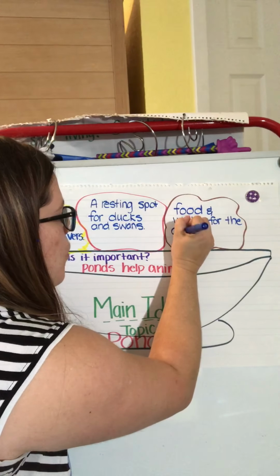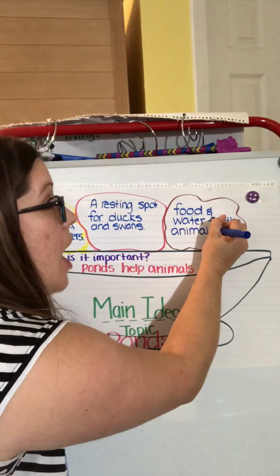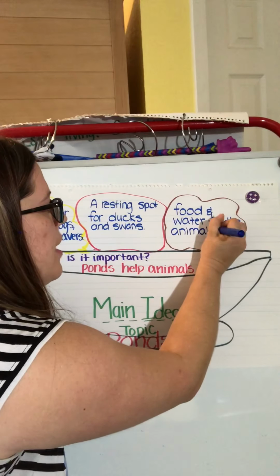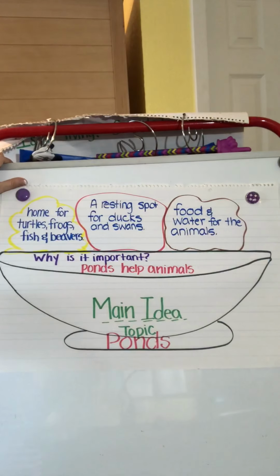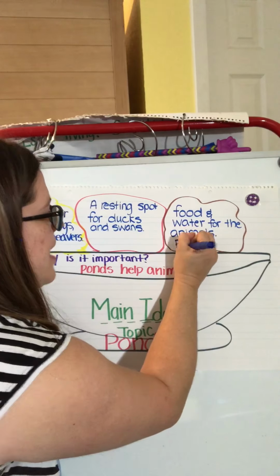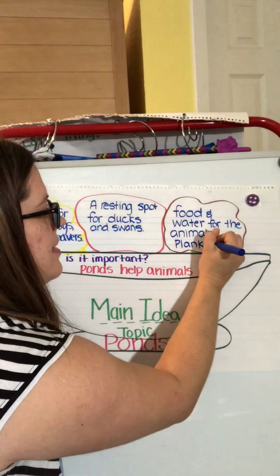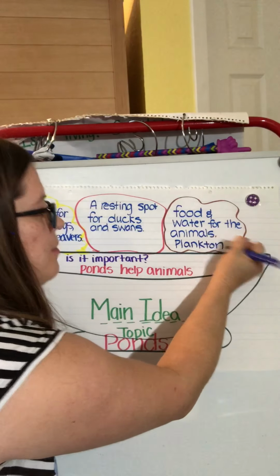Does anyone remember what one of the types of foods that grows on top of the pond water for the animals? Does anyone remember? It starts with a P. I believe he's a character off SpongeBob too. He's always trying to steal, I think, Krusty Krab's recipe. Isn't his name Plankton? I'm going to write the word plankton, because that's an example of one of the foods that the pond provides for the animals to eat.